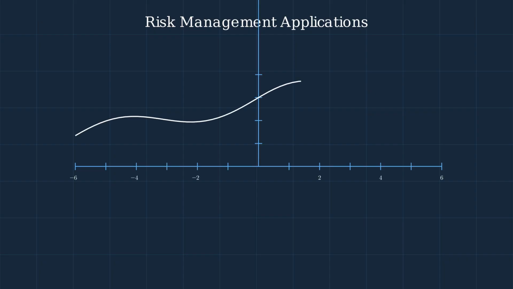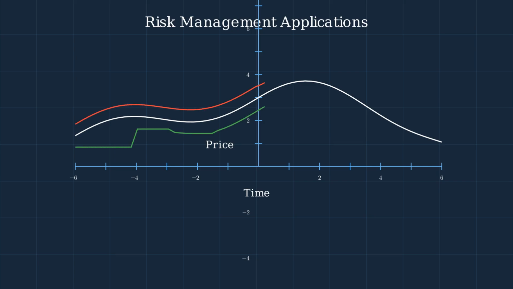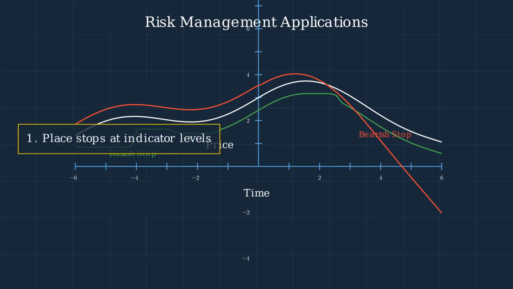The Chande Kroll Stop indicator has significant applications beyond generating entry signals. Let's explore how it functions as a powerful risk management tool. The indicator plots two lines, a bullish stop shown in green and a bearish stop shown in red. A primary application is to place actual stop-loss orders at or slightly beyond the indicator levels. During an uptrend, you would place your stop-loss based on the bullish stop line, protecting your long position.